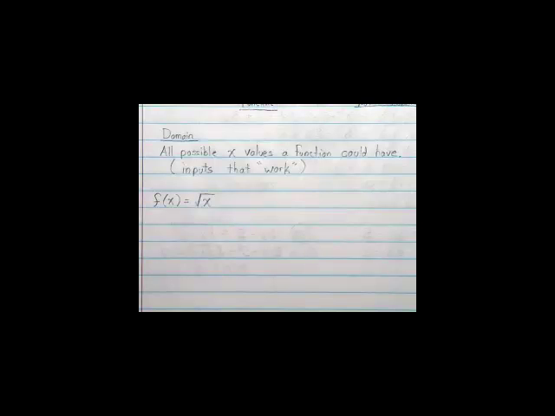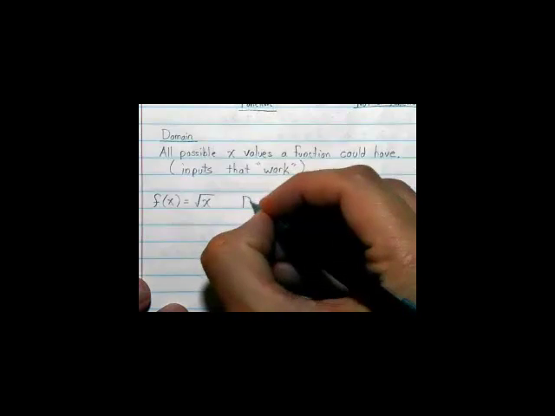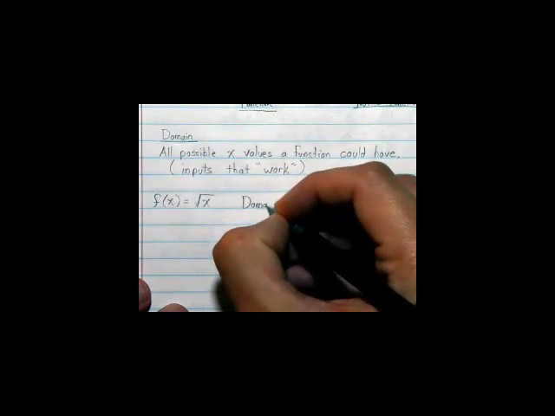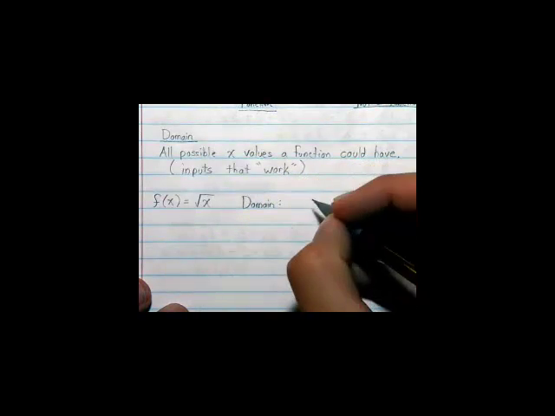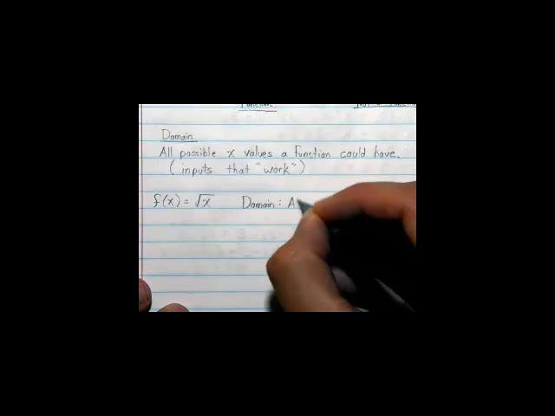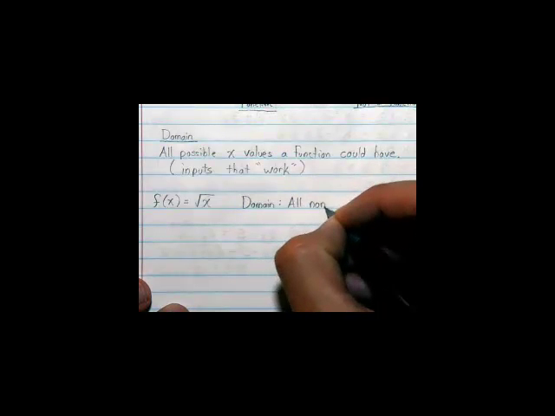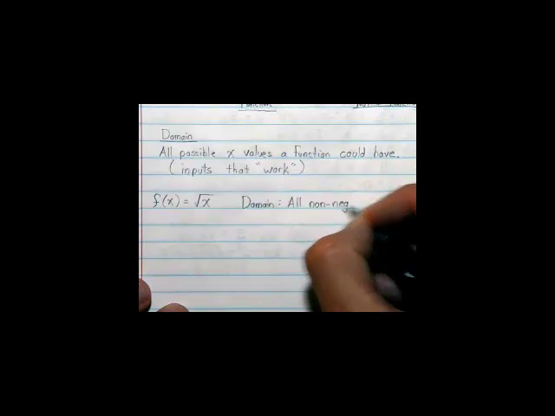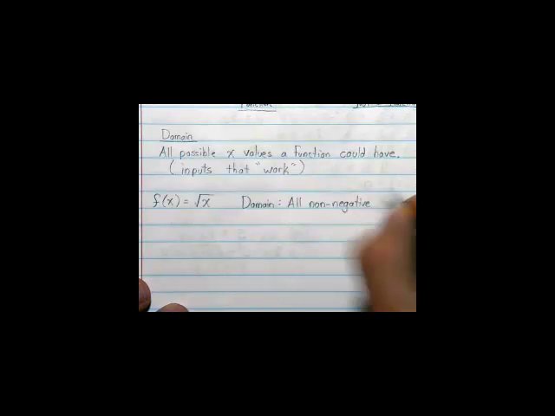there's one other number that's not technically positive that still works. 0, right? So the square root, as long as it's not a negative number, I'm good. So the domain for this would be all, I'm just going to say non-negative numbers.